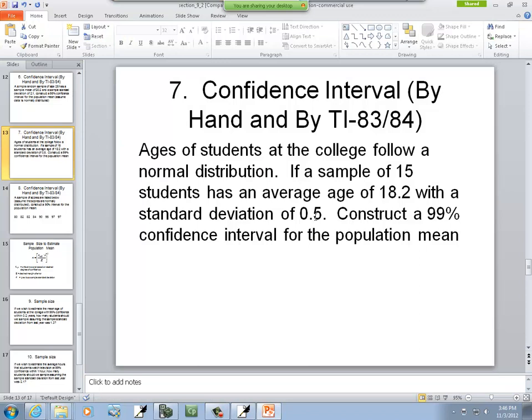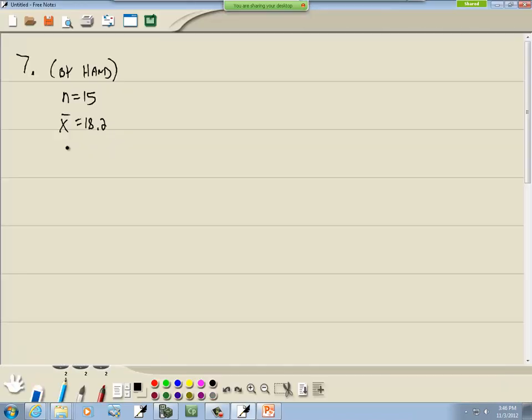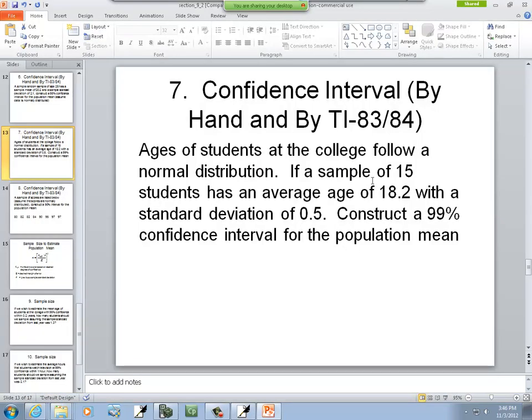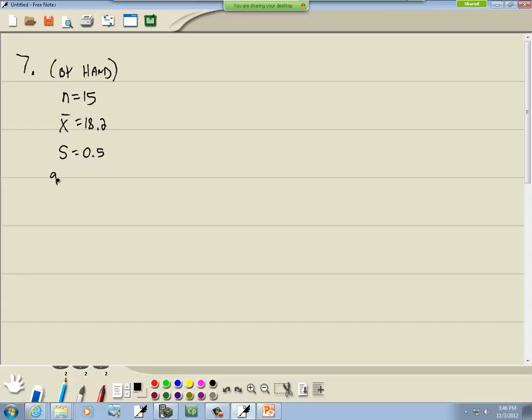It says average, which is mean, and it's referring to the sample. So that means it has to be the sample mean, with a standard deviation of 0.5. So S is going to be 0.5. Again, it's still referring to the sample of 15, so that's why it's S. Construct a 99% confidence interval for the population mean. So 99% confidence interval. That's what we want.